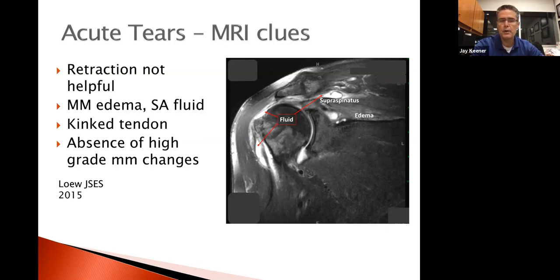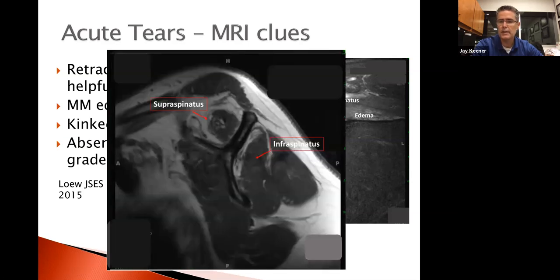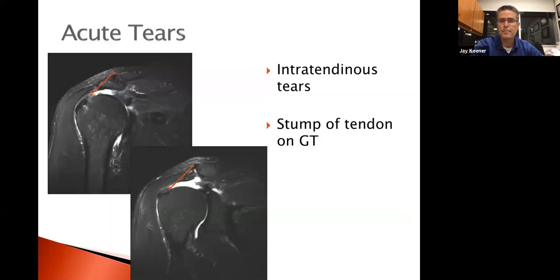So what you're looking for is muscle edema and subacromial fluid. And a lot of times you will find a wavy or a kinked infraspinatus tendon. And importantly, you don't see significant high-grade atrophy of those involved muscles. So I look for those 3 characteristics: excessive fluid and edema, a kinked or wavy tendon that's not short, and the absence of high-grade muscle degeneration rather than retraction.